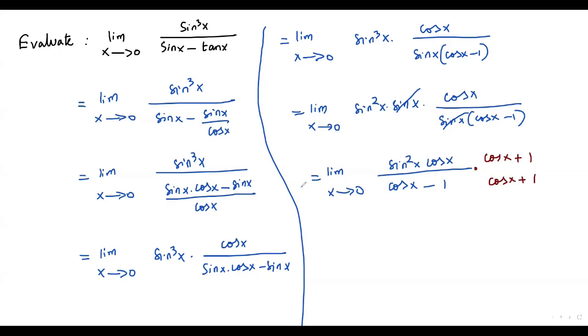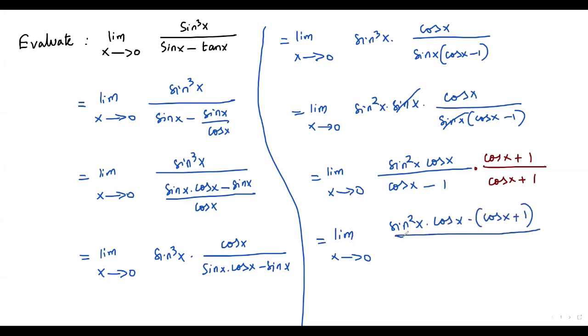I multiply both numerator and denominator by cosine x + 1. Okay, now let me continue. So the limit as x approaches 0 of sine square x times cosine x times (cosine x + 1) over, in the denominator, we have a product of the two binomials, cosine x - 1 and cosine x + 1.